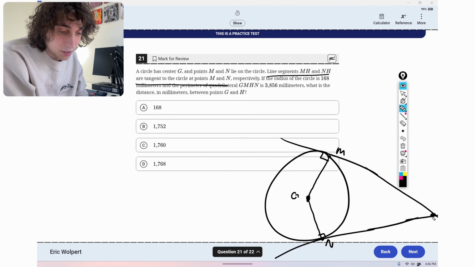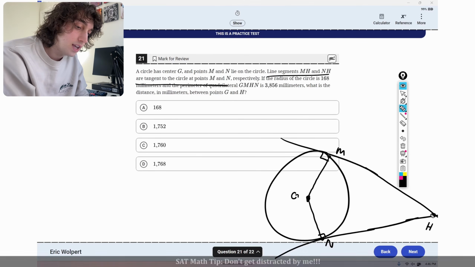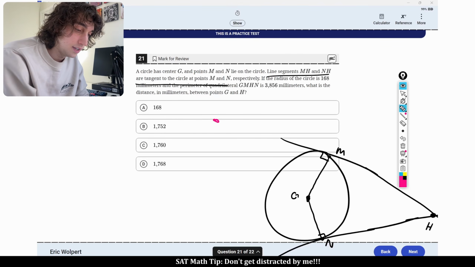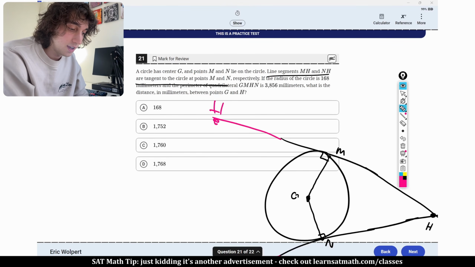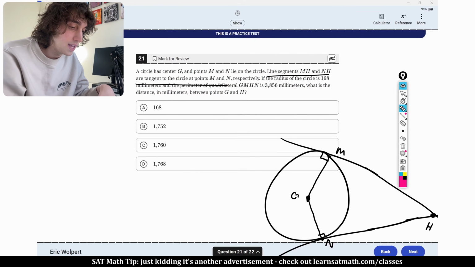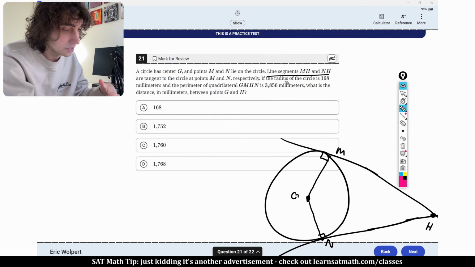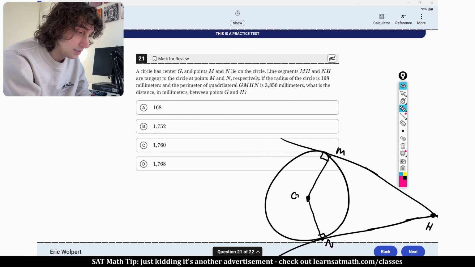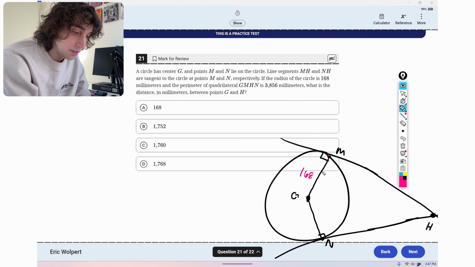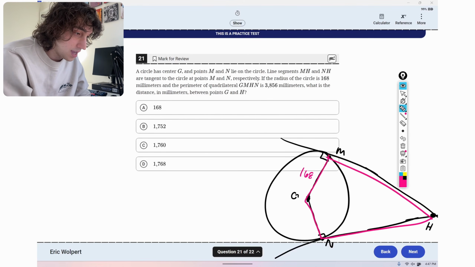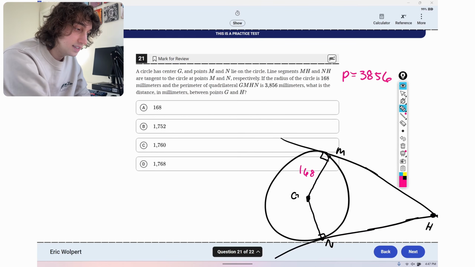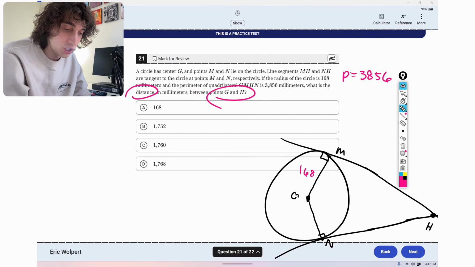And then they go all the way over to this point H over here. We know that H has to be over here instead of over here, because if MH were to be over here, how would NH ever get there? And so this is the setup that we have. I'm sure you can tell I'm an artist. If the radius of the circle is 168 millimeters, so 168, and the perimeter of this quadrilateral GMHN is 3856, what is the distance between points G and H?